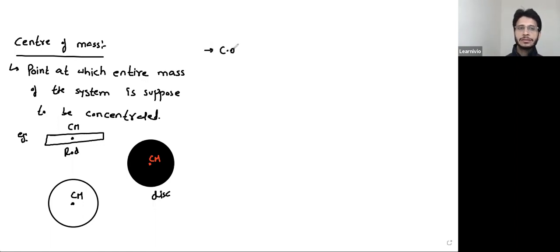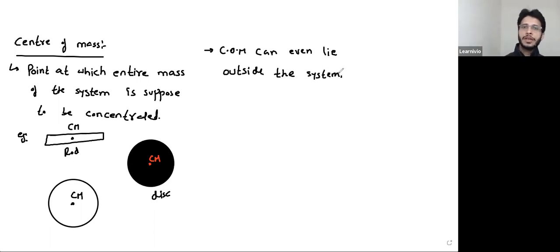Center of mass can even lie outside the system. The center of mass of the system can even lie outside the system. Then there is one more definition. Yes, Fazil, the center of mass of the ring is at the center.